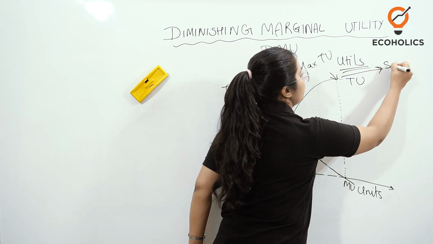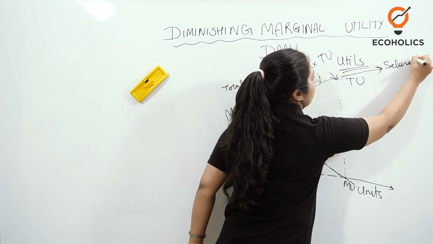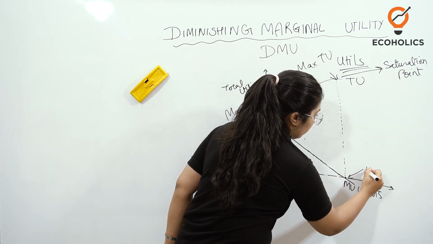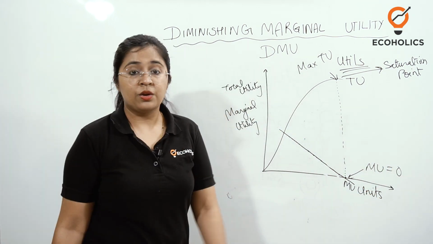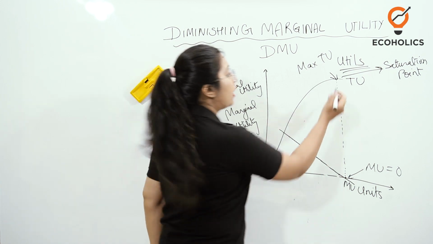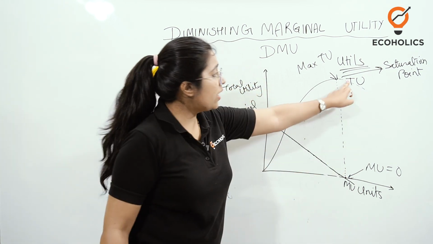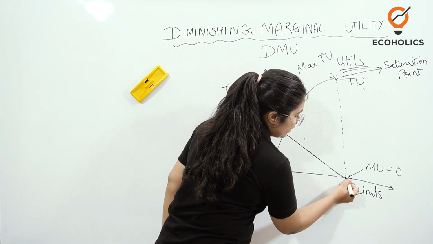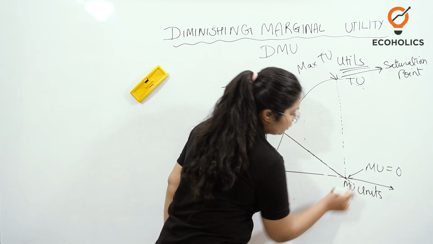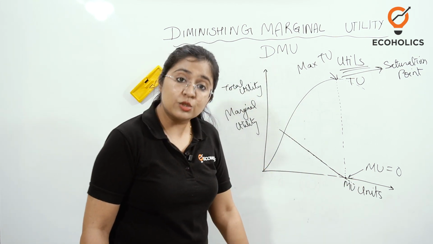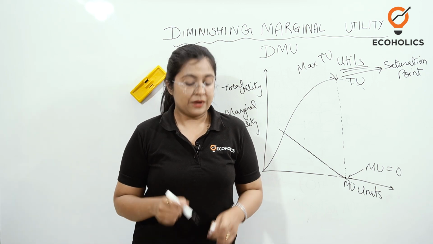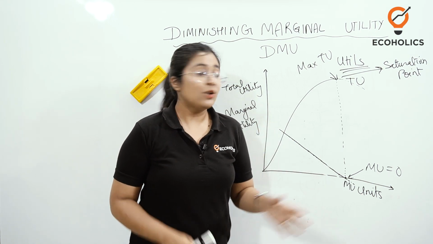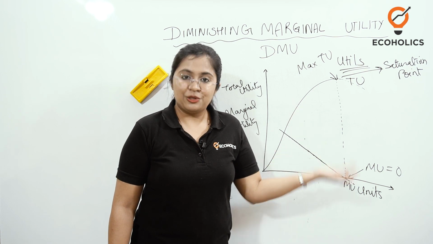What is it known as? Saturation point. At this point, you will observe that the marginal utility becomes 0. And if you go beyond your saturation point, what is going to happen? The total utility curve is going to go down, and as soon as it decreases, you will see that the marginal utility will also diminish and give a negative utility, right? So this is the simplistic way to understand marginal utility, or the law of diminishing marginal utility.